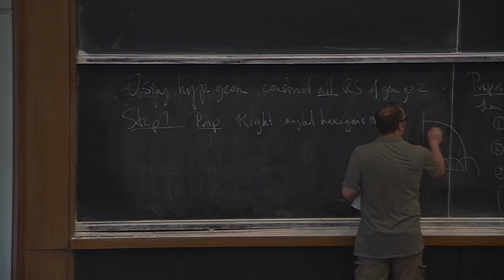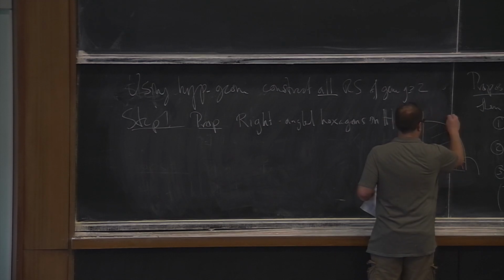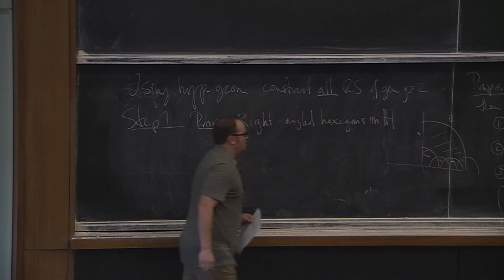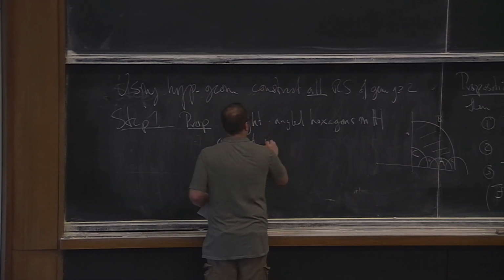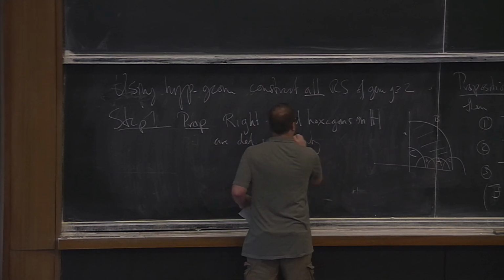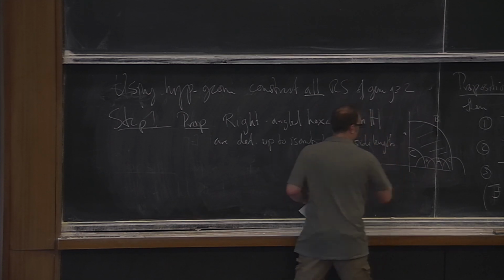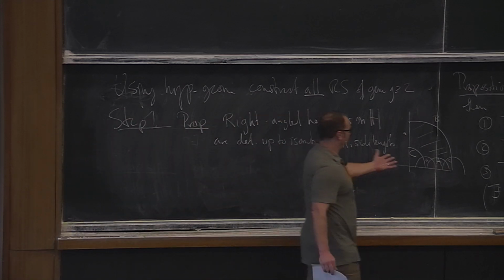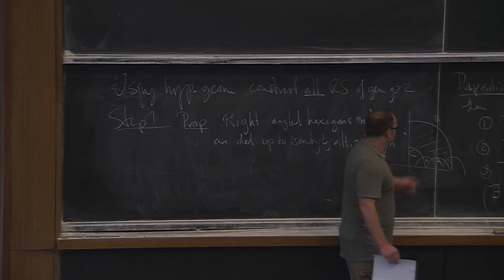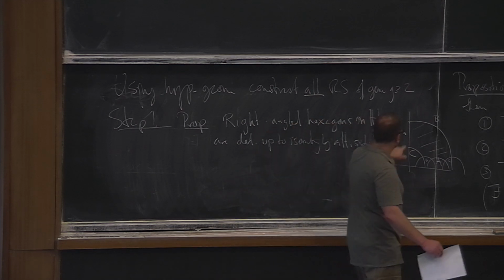Okay. So here's a right-angled hexagon. There are side lengths A, B, C, and opposite sides A, B, and C. Right-angled hexagons in H are determined up to isometry by alternating side lengths. Well, not only. If you just want to construct examples, you just need to know that there are some, and I just drew one. But in fact, you can parameterize all the right-angled hexagons using the alternating side lengths.